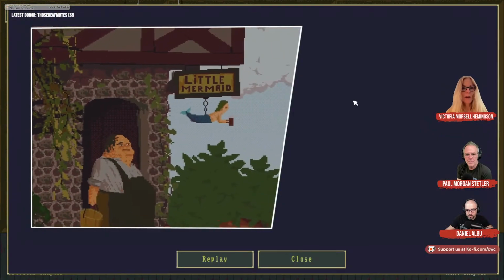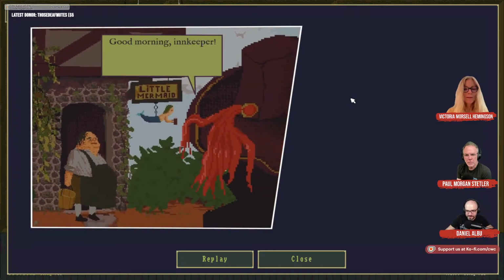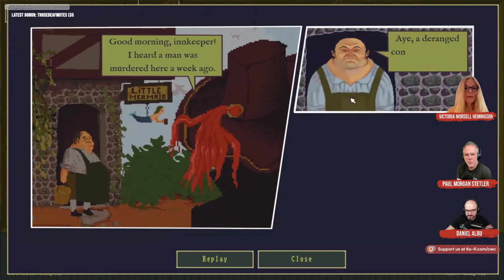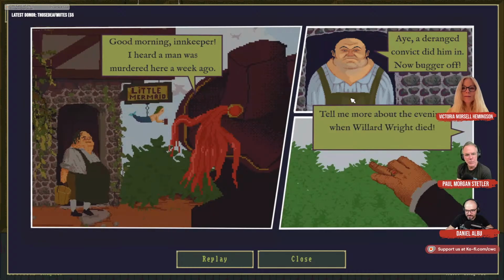This mermaid. Ooh, we got a cutscene. Morning, innkeeper. I heard a man was murdered here a week ago. A deranged convict did him in. Now bugger off. Tell me more about the evening when Willard White died. I will make it worth your while. Shing.